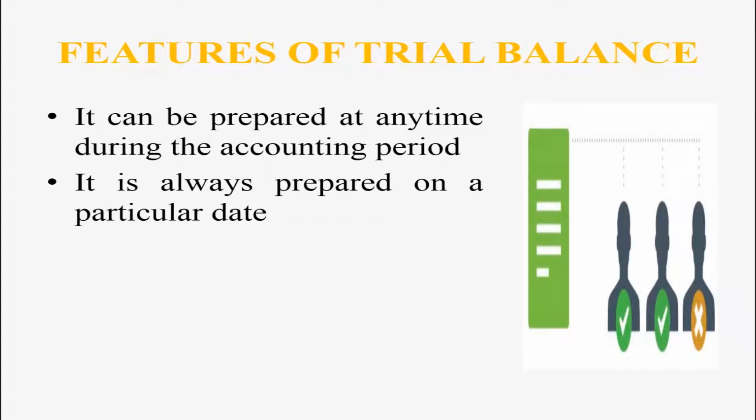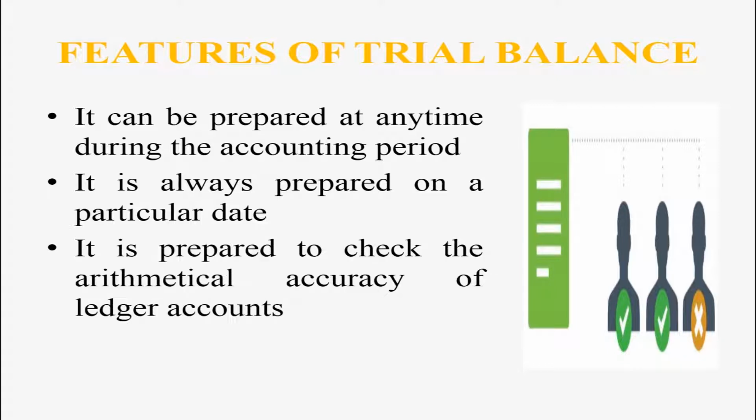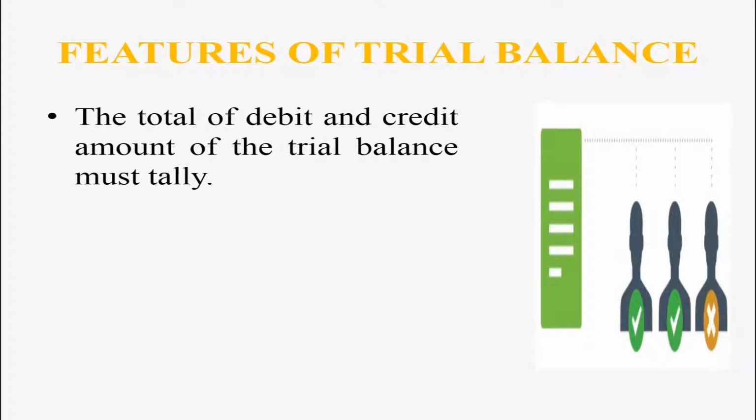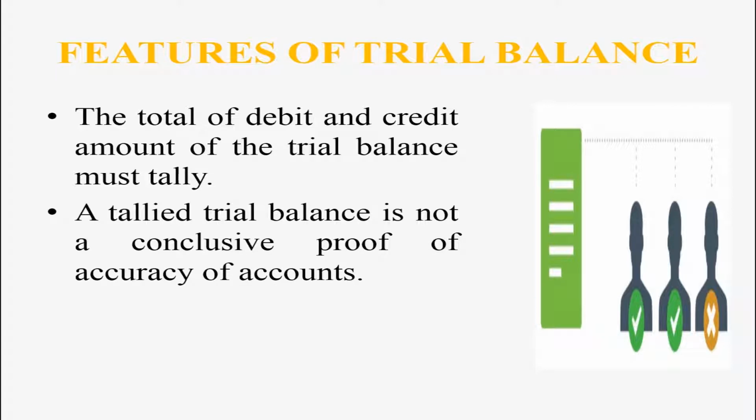It is always prepared on a particular date. It is prepared to check the arithmetical accuracy of ledger accounts. The total of debit and credit amount of trial balance should always tally. At last, a tallied trial balance is not a conclusive proof of accuracy of accounts.